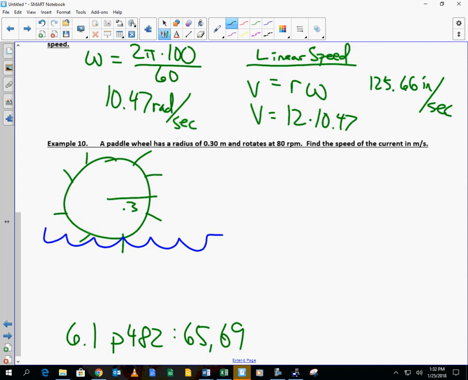The water is moving by, the paddle wheel is spinning, okay? And the question is, what is the speed of the current? So I want to know velocity, and velocity is equal to r omega. Do we know what r is? 0.3. Times, oh no, if I only knew what omega was. Can I figure out omega? Omega is equal to theta divided by t. What is theta?